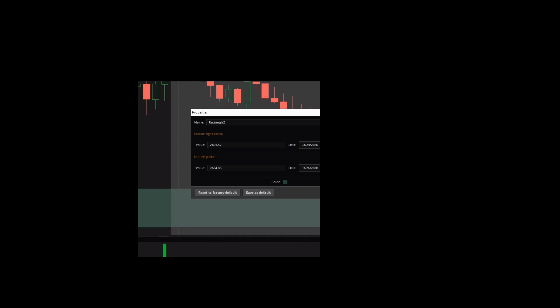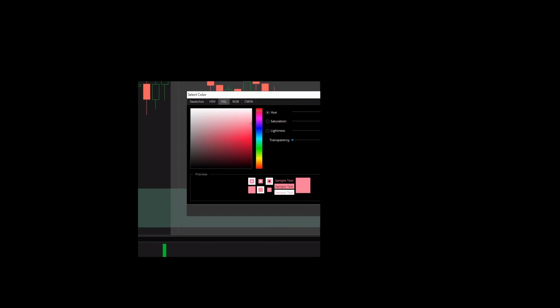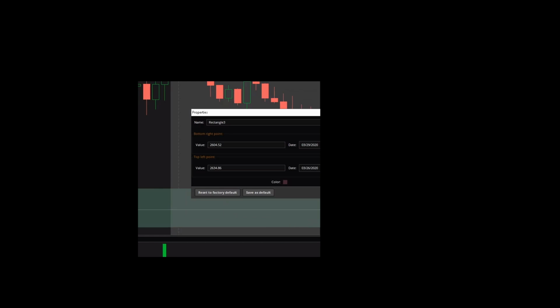So let me click this, show name, do not show. And then we could draw our rectangle right here. Like I said, we make it pink. I go to more, I change the transparency to 75 so we could see behind the candle. So now what we do is go into a smaller time frame.